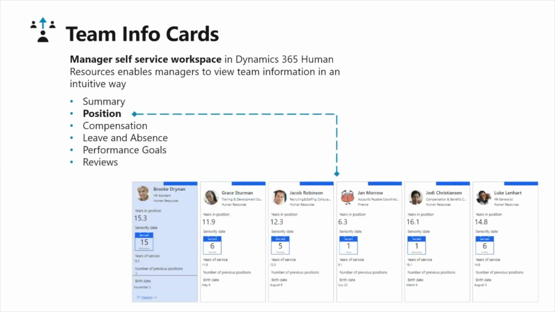The Position tab provides a summary of employees in their primary position. Name, title, and department display in the heading area of each tile. And this tile includes the seniority date. So that's displayed from the worker's summary section of the worker page. Years of service, that's calculated based on the employee's employment start date.